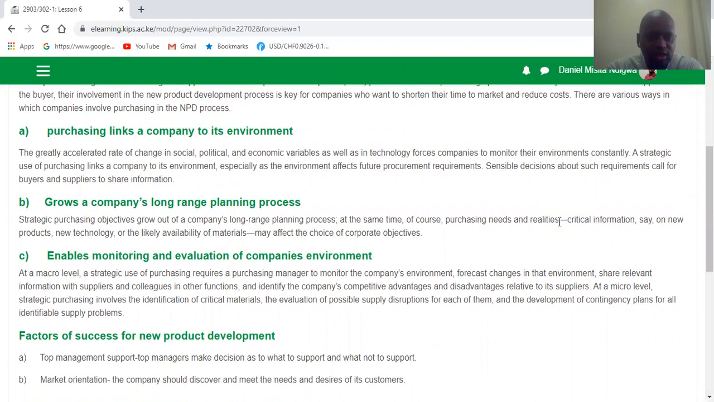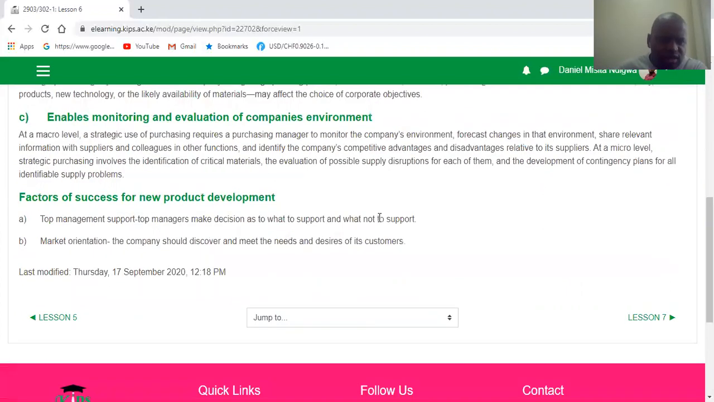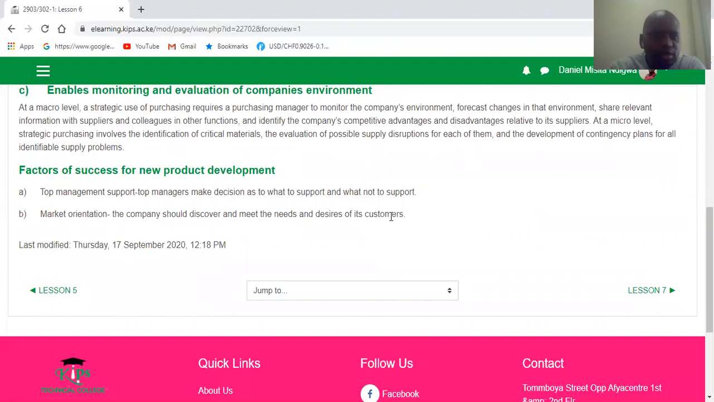The other one is that it enables monitoring and evaluation of companies' environment. So you're able to monitor and evaluate the environment in which the organization operates in. So what are some of the factors that you need to consider when you're coming up with a new product, or success factors for new products?